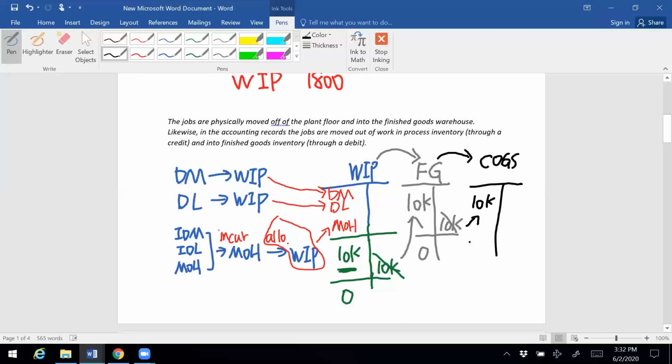That 10,000 goes to our cost of goods sold and became our expense. So this is the flow: direct material, direct labor, allocated manufacturing overhead. We got work in process. It changed to finished goods. Once it's sold, it became a cost of goods sold. I hope it helps you understand how you get the numbers.